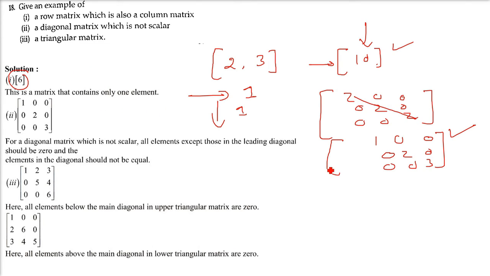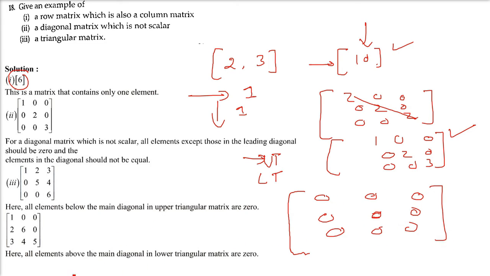A triangular matrix. Now, triangular matrices are of two types. One is the upper triangular matrix, and the second is the lower triangular matrix. In the upper triangular matrix, the upper values are non-zero. In the lower triangular matrix, the lower values are non-zero. What does it mean? Let me show you. Let me write a 3 by 3 matrix and put in all 0s, and then you will understand what is upper and what is lower.